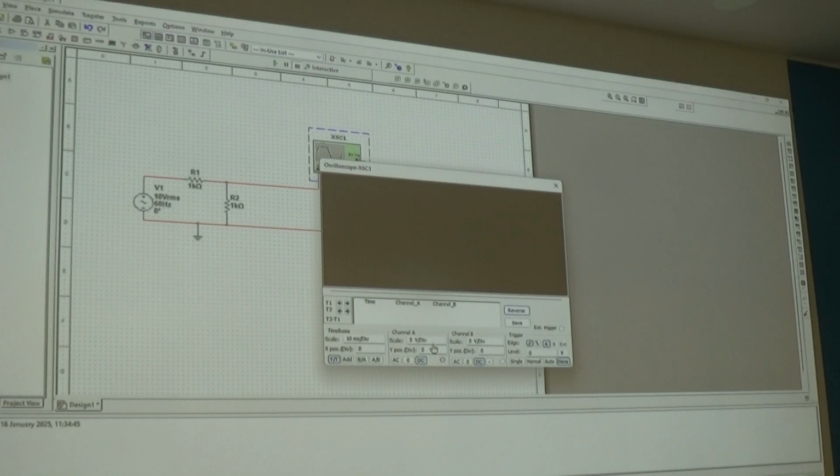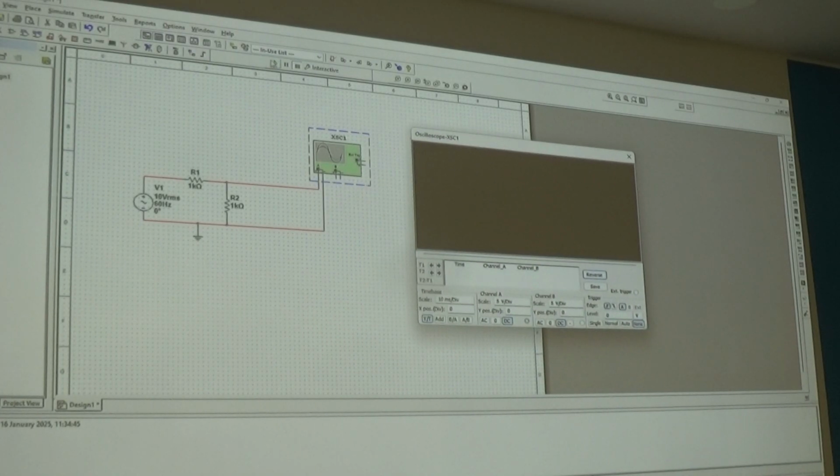Yeah? So now if I run this simulation, what can I see? Not a lot because we're not triggering very well at the moment. There we are, that's better. I forgot how to do that. Does that make sense?